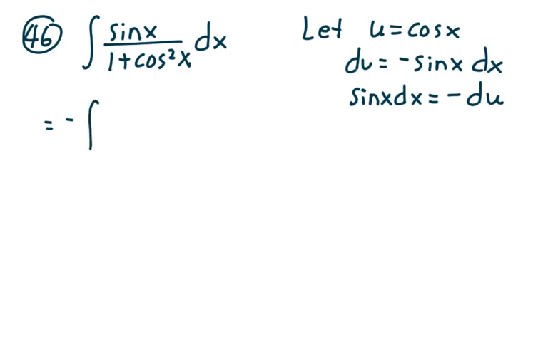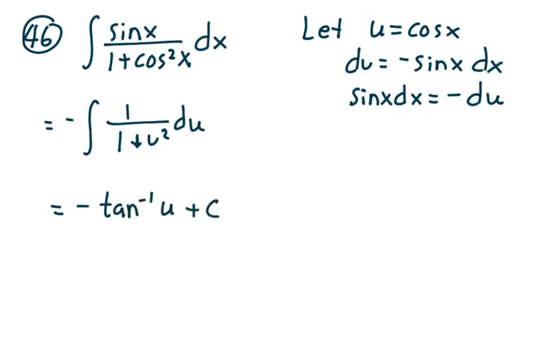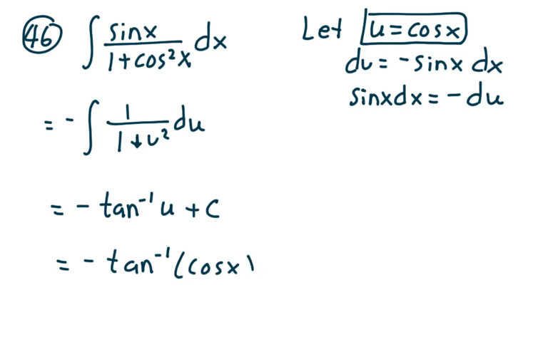So I'm going to pull the negative out in front, and then I'm going to integrate 1 over 1 plus u squared du. So this is negative arctangent of u plus c. But u is equal to cosine x. So this is negative arctangent of cosine x plus c. And that was number 46. Let's take a look at number 50.